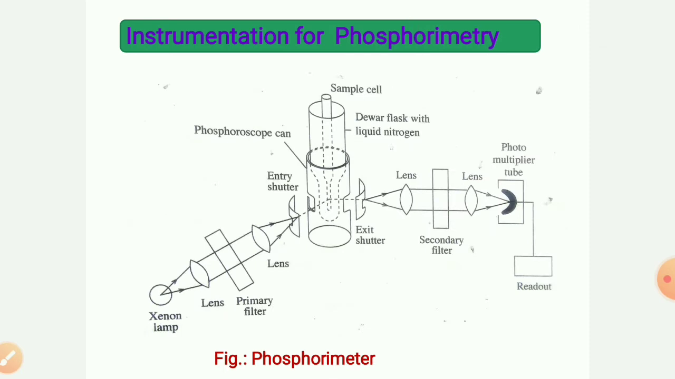Now we will see the instrumentation for phosphorimetry. The phosphorimeter consists of a phosphoroscope which can distinguish between fluorescence and phosphorescence, since compounds which exhibit fluorescence may also show phosphorescence. This phosphoroscope introduces a delay between the time of irradiation of the sample and the observation of phosphorescence.